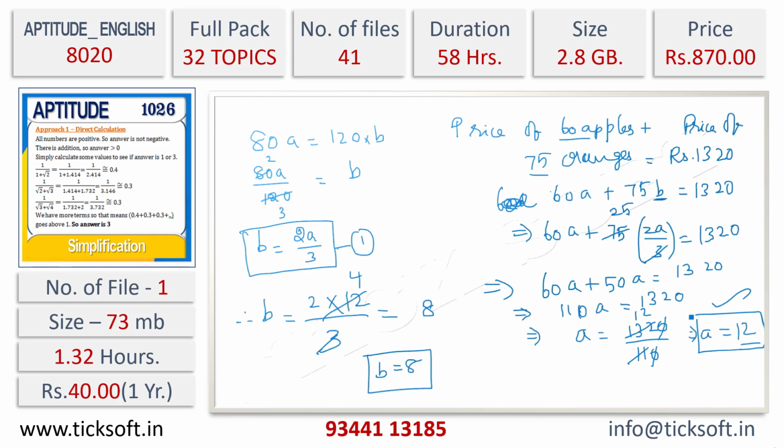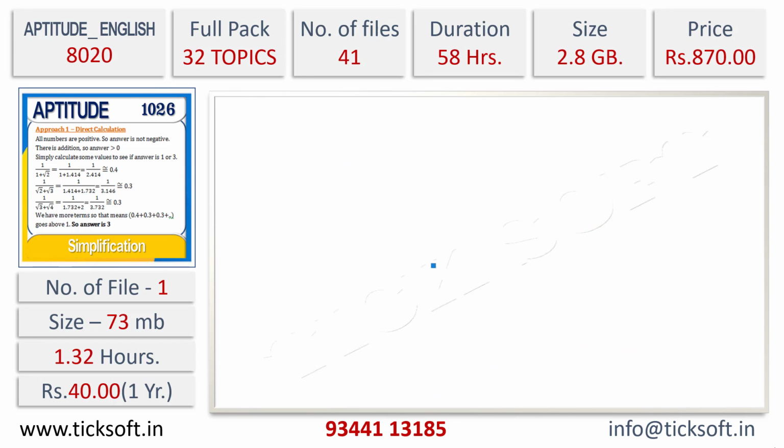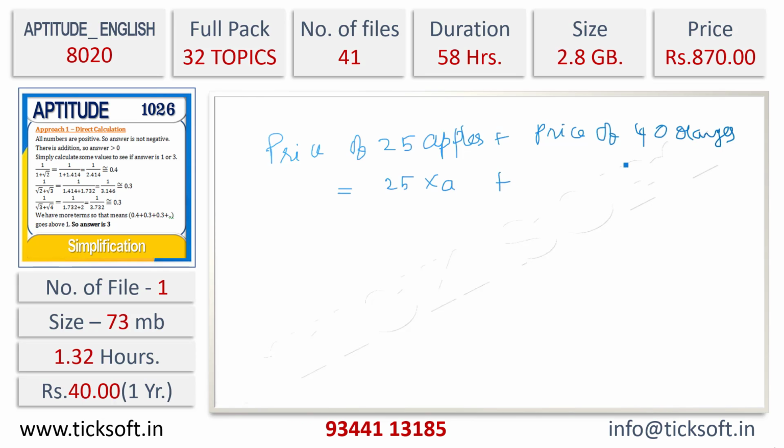So we get the value of A and the value of B. But what we have to find is the total price of 25 apples and 40 oranges. So this means we have to find the price of 25 apples plus the price of 40 oranges. So this is equal to what? The price of 25 apples will be 25 into A, plus the price of 40 oranges will be 40 into B. Now 25 into the value of A, which is 12, plus 40 into the value of B, which is 8. So now, 25 into 12 will be equal to what?